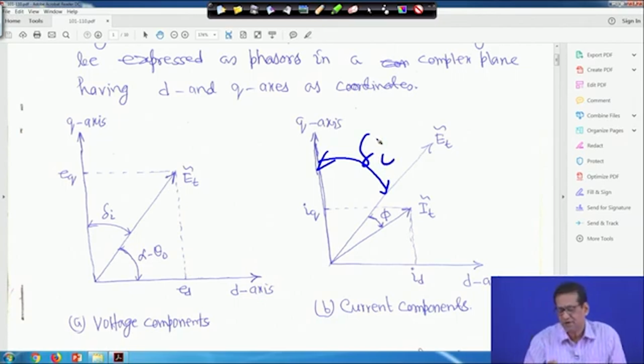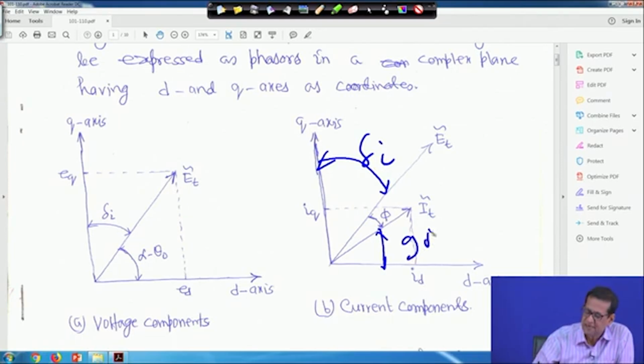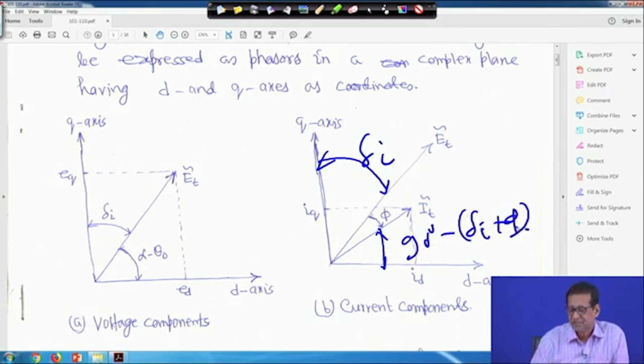Similarly, for the current, if you just see, this is delta I and this is phi. So, this angle is actually 90 degrees minus (delta I plus phi). Therefore, ID will be equal to IT cos(90 degrees minus (delta I plus phi)), that is, ID is equal to IT sin(delta I plus phi). Similarly, IQ will be IT cos(delta I plus phi).